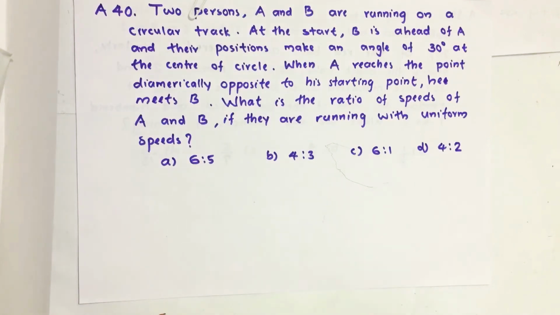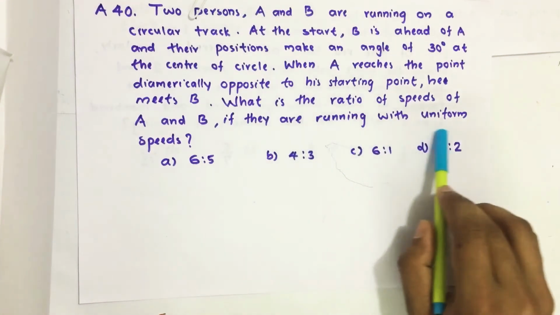Two persons A and B are running on a circular track. At the start, B is ahead of A and their positions make an angle of 30 degrees at the center of the circle. When A reaches the point diametrically opposite to his starting point, he meets B. What is the ratio of speed of A and B if they are running with uniform speed?